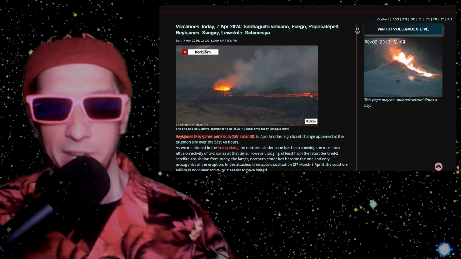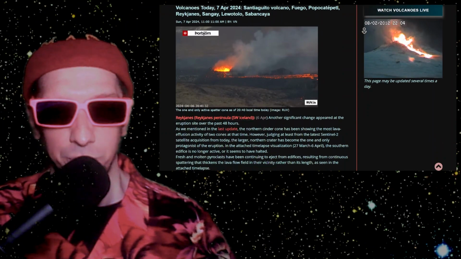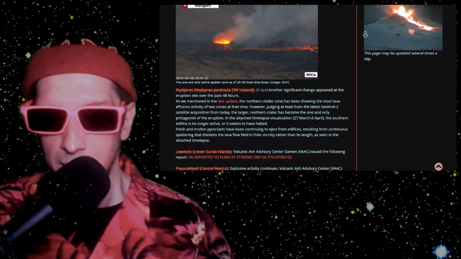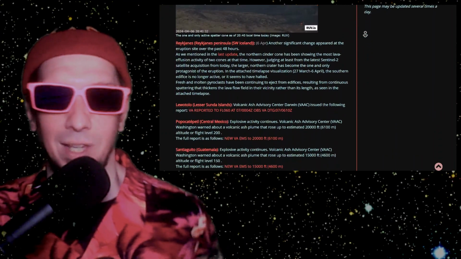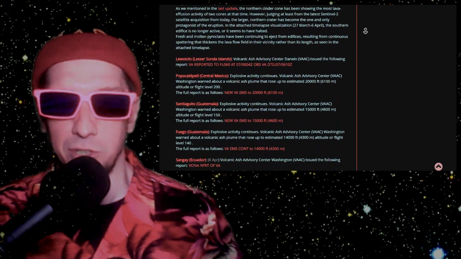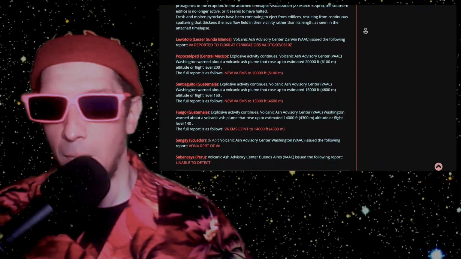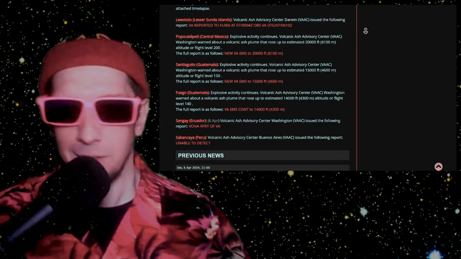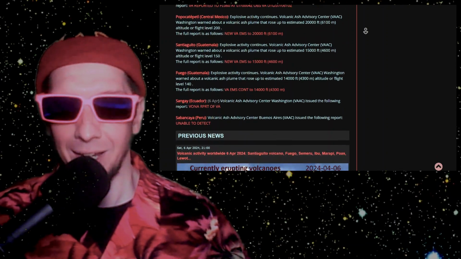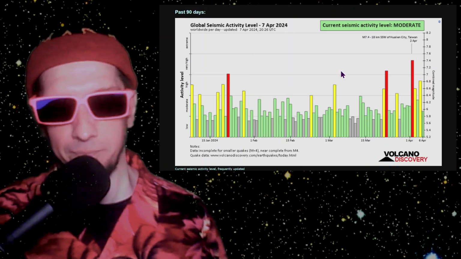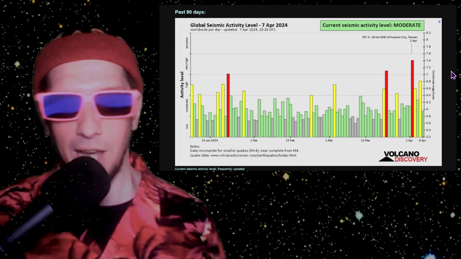There it is at 2040 local time. So the eruption continues there, but it is continuing to slowly diminish. Lewotolo also erupting. Popocatépetl, Santiaguito, Fuego, Sangay, and Sabancaya. Earthquake activity still seems kind of high.